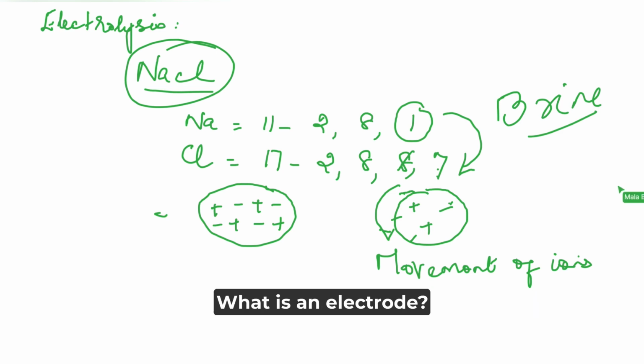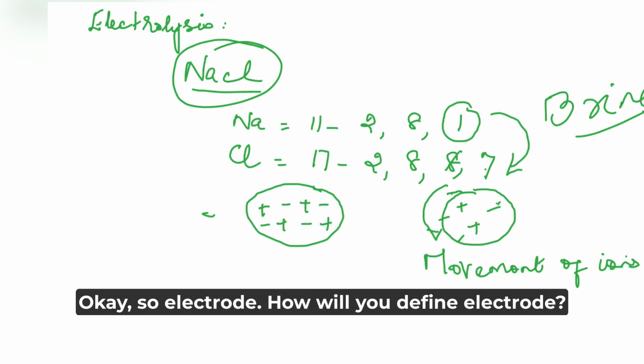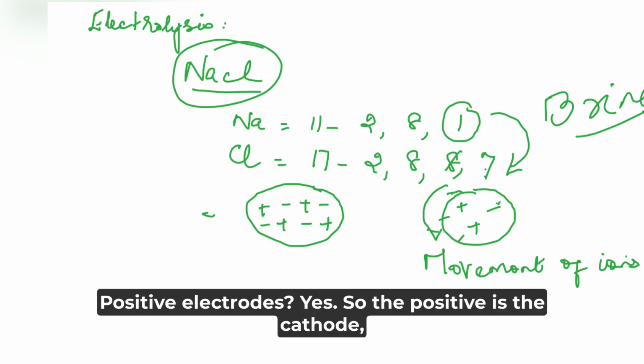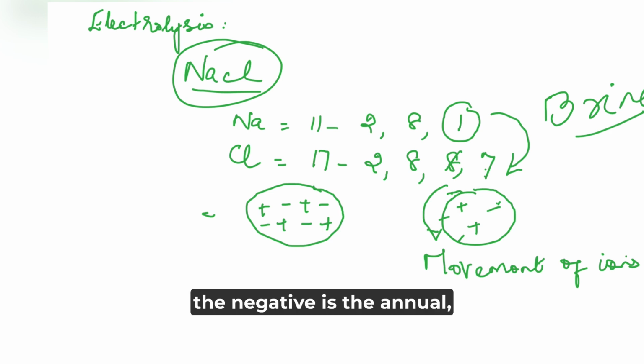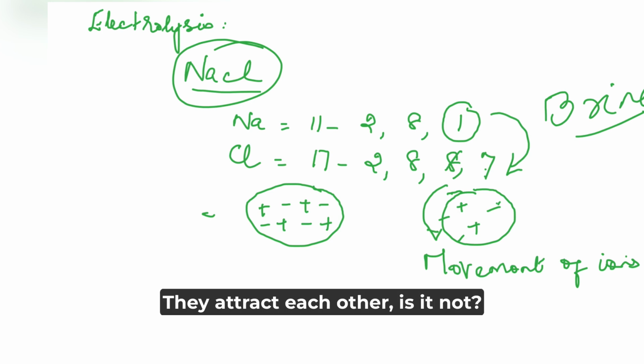What is an electrode? It's made of an inert metal. Only inert metal? Yes, usually. For an electrode, there is usually a negative and positive. Yes, so there are negative electrodes and positive electrodes. So the positive is the anode, the negative is the cathode. And then they attract the ions of the opposite charge. They attract each other, is it not?